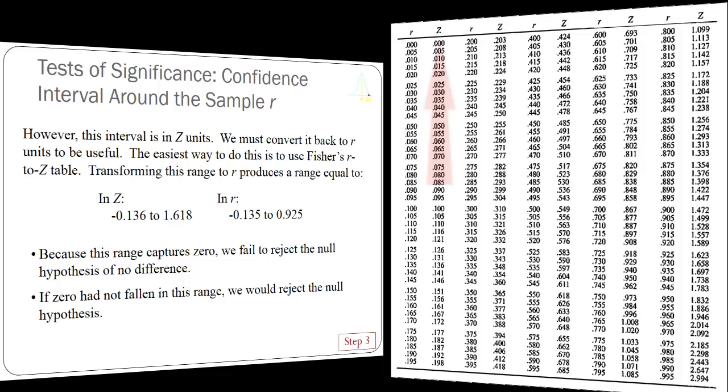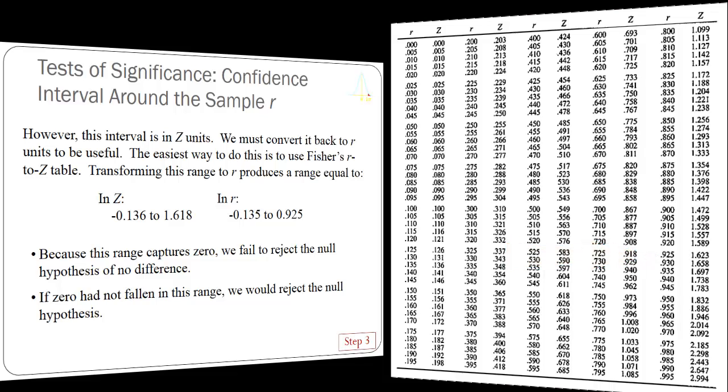In the first Z column, I find the closest value to minus 0.136, which is exactly 0.136. Notice that there's no negative signs. I have to keep track of that. And I find the associated Pearson's R of 0.135. Now I look through the table for a Fisher's Z of 1.618, and the closest value I can find to that is 1.623 in the Z column on the far right. The associated Pearson's R is 0.925.